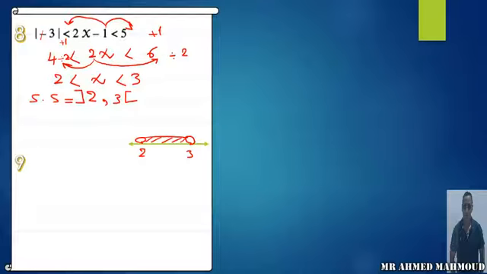The next one, here we have 3 minus x greater than 5 less than or equal 3 power of 2. 3 power of 2 equals 9. First, I'm going to send 3 here as minus 3 and here as minus 3. 5 minus 3 equal 2, less than negative x, less than or equal 9 minus 3 equals 6.